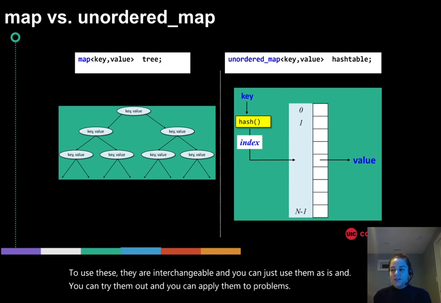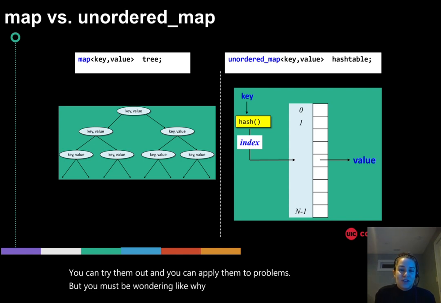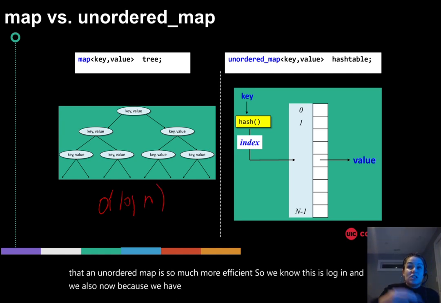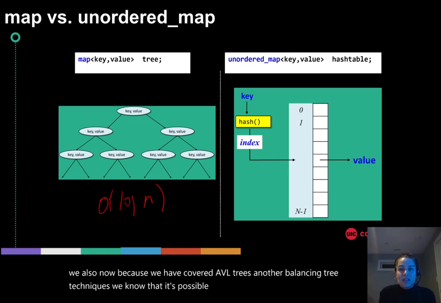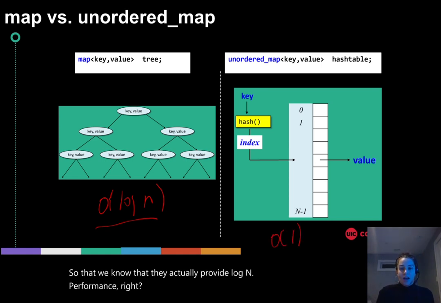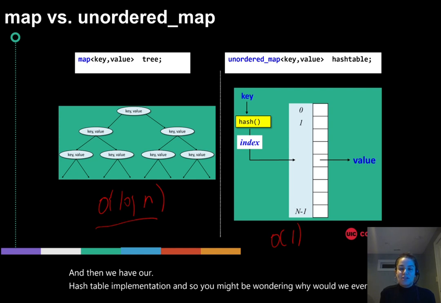But you must be wondering, why would anyone ever use a map if we know that an unordered map is so much more efficient? So we know this is log n, and we also now, because we have covered AVL trees and other balancing tree techniques, know that it's possible to add balancing techniques to binary search trees so that they actually provide log n performance, right? And then we have our hash table implementation, and so you might be wondering, why would we ever use a map when there's an unordered map?